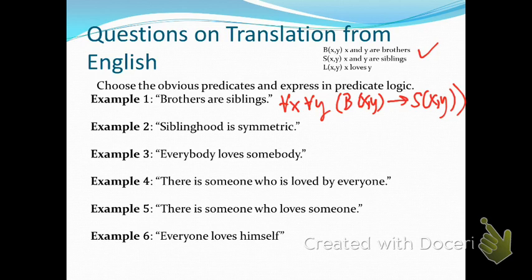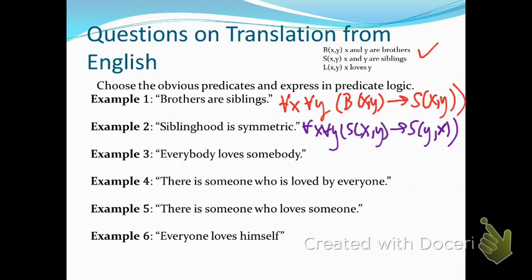Siblinghood is symmetric. What does that mean in English? That means that if X is a sibling of Y, then Y is a sibling of X. Okay? And so exactly that, we're going to say for all X, for all Y, if X is a sibling of Y, then Y is a sibling of X. All right? That just means that it's symmetric, brothers have to be brothers, or siblings have to be siblings.